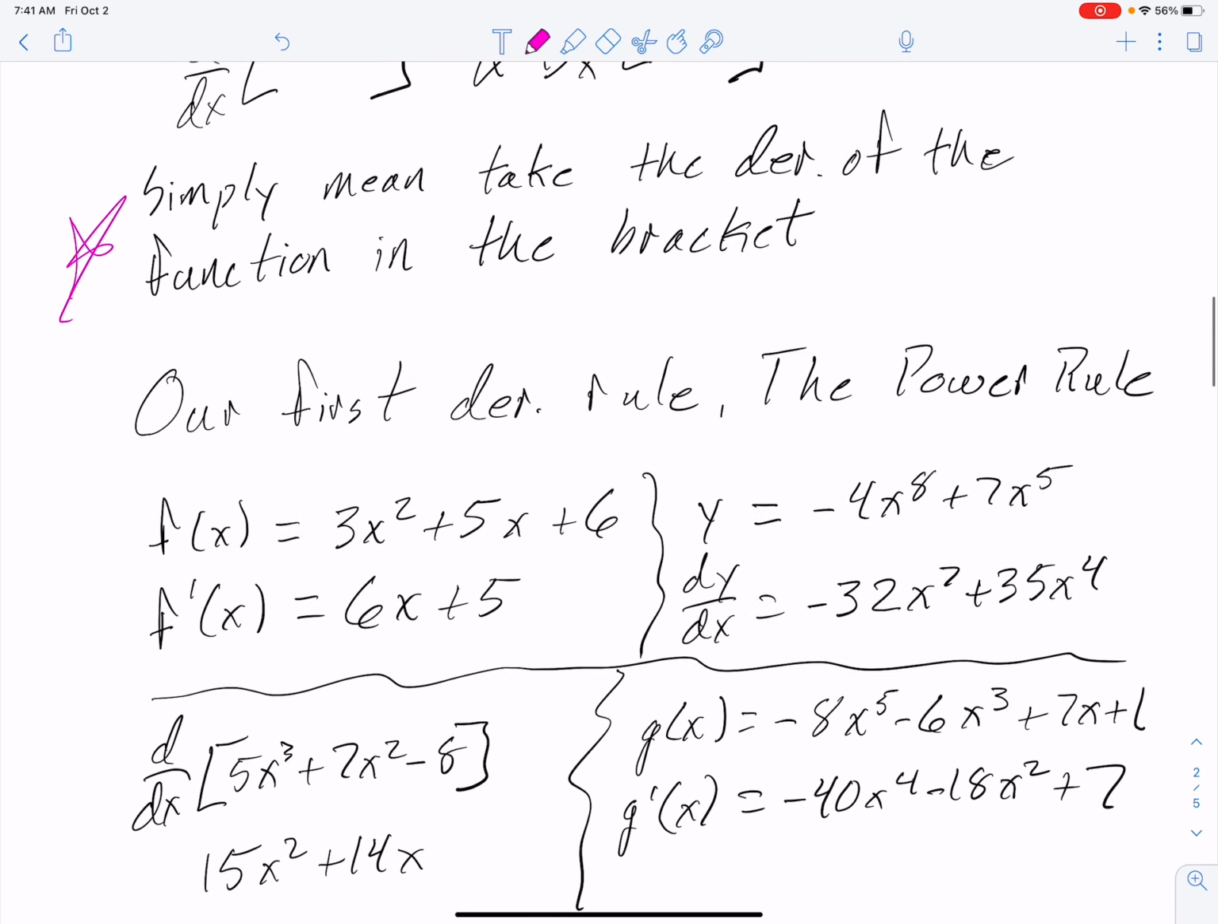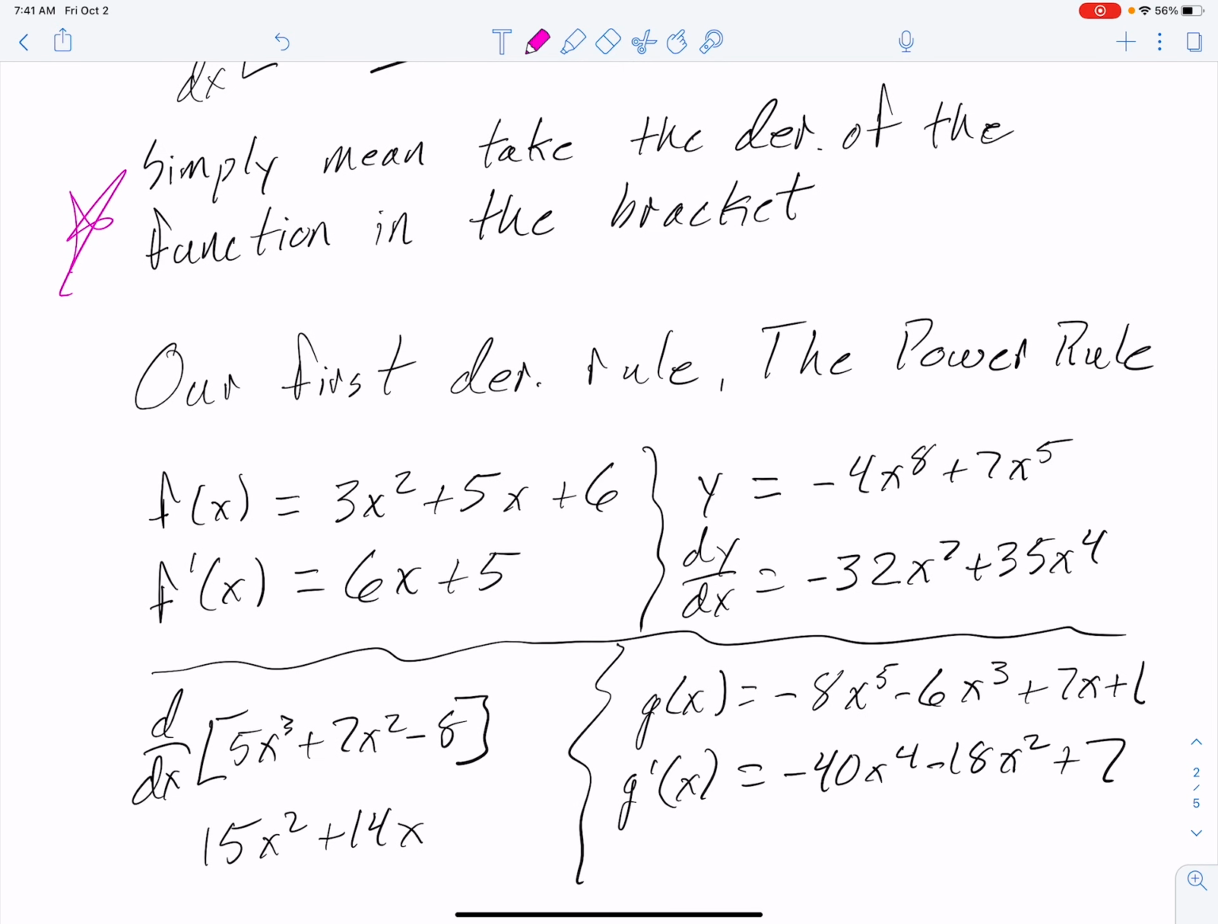Now, our first derivative rule. I've written down 4 separate functions and their derivatives. And if you want, you might even want to try and pause the video at this point to see if you can figure out what that derivative rule is.